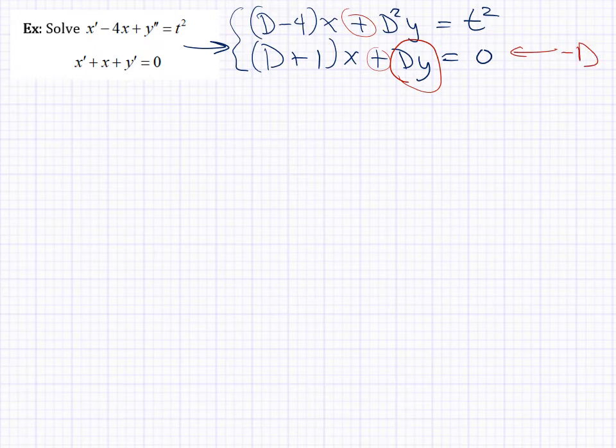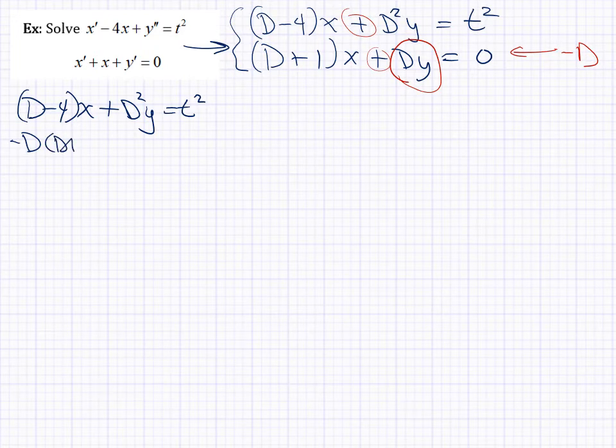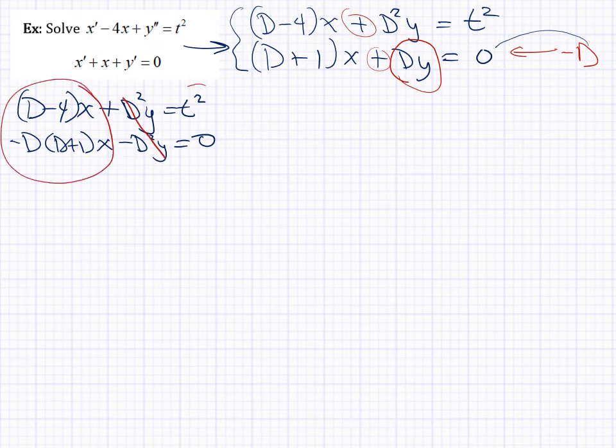So what I'm going to have is D minus 4 x plus D squared y equals t squared. Then I'll operate the second one with a minus D, so I'll have minus D times D plus 1 x minus D squared y equals, this minus D operator on 0 would be 0. And so what that allows me to do is to cancel these. This side I would have this, and the other side I would have this added together.